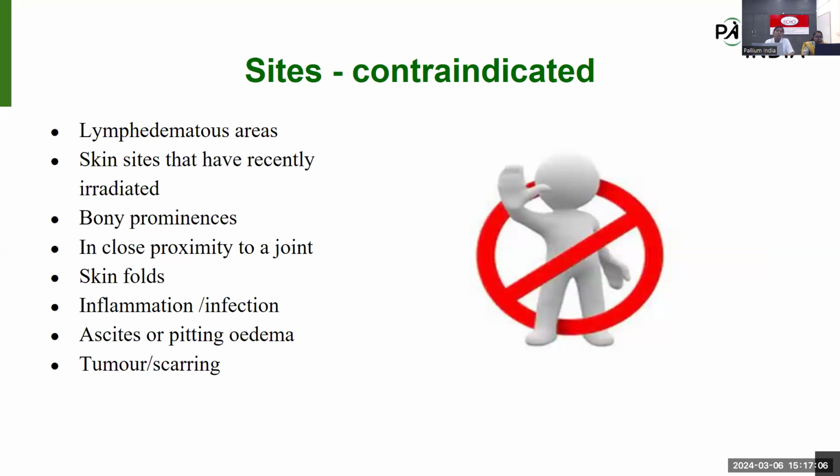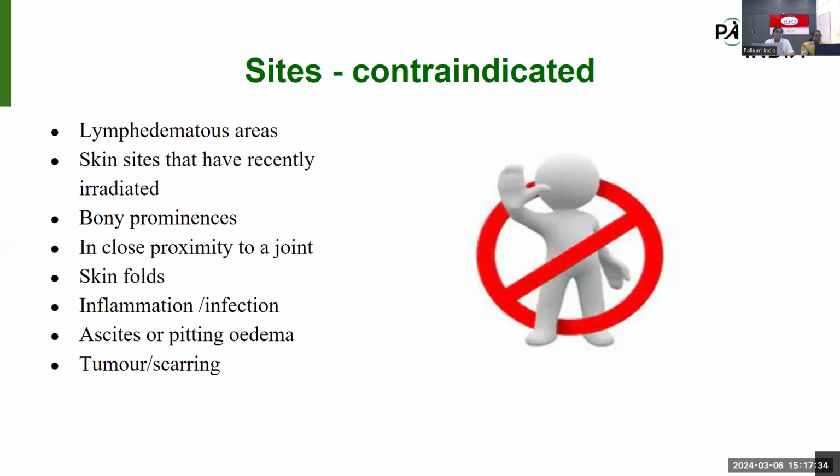And what are the sites that are contraindicated for subcutaneous infusion? We are not choosing sites with lymphedematous area. What is happening in lymphedema? The lymph drainage is blocked and the circulation is compromised. So we are not choosing lymphedematous areas for subcutaneous infusion.